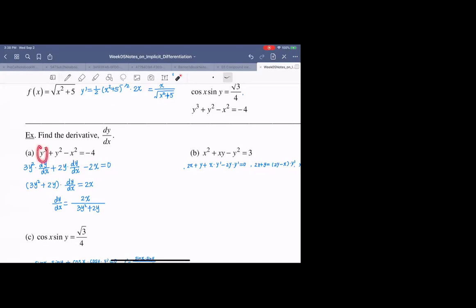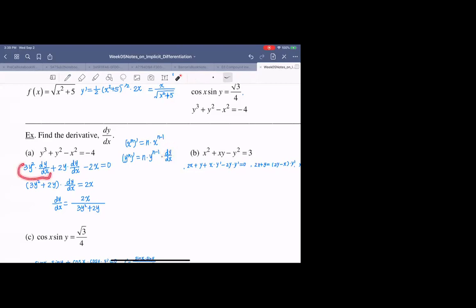The first one over here, we use the power rule. As we know, the derivative of x to the power n equals n times x to the power n minus 1. This one over here, the derivative of y to the power n is n times y to the power n minus 1 times, we cannot forget about the chain rule. We have to put dy over dx, okay? If it's x, dx over dx is 1, so we don't need to write it down. But if it's not x, we have to consider the chain rule.